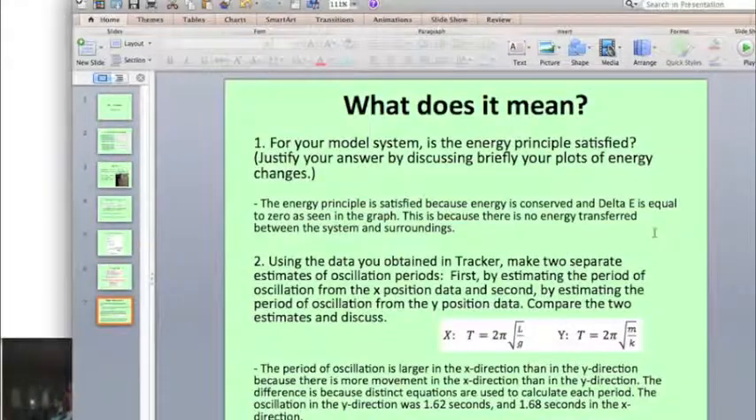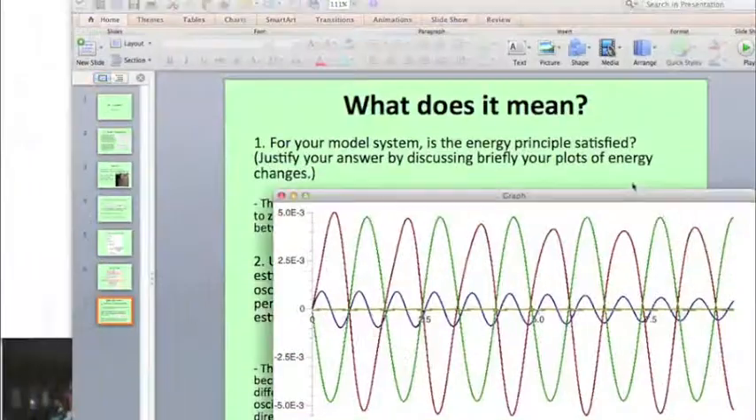For the what-does-it-mean questions, as I just discussed, the energy principle is satisfied because energy is conserved and delta E is equal to 0. This is because no energy is transferred between the system and the surroundings.